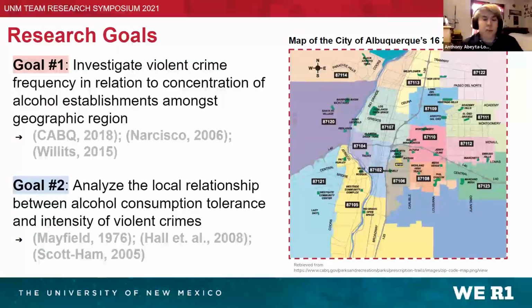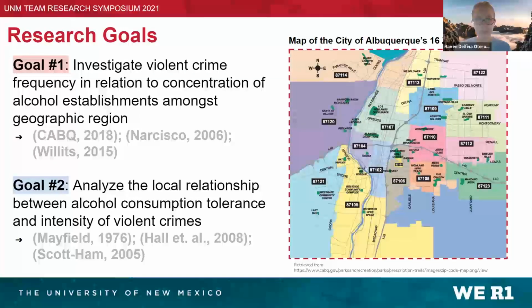Our second research goal is primarily based in scientific literature. There is already scientific knowledge that alcohol consumption affects individuals, not only physiologically, but psychologically. And there has been established a correlation between alcohol consumption and severity of violent crimes. In fact, European researchers have stated that 76% to 89% of violent crime occurrence is in relation to alcohol consumption, either directly or indirectly. So with this in mind, we hope to analyze the local relationship between alcohol consumption tolerance and the intensity of violent crimes within the city of Albuquerque.